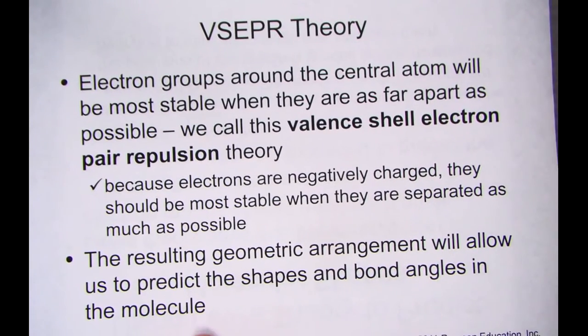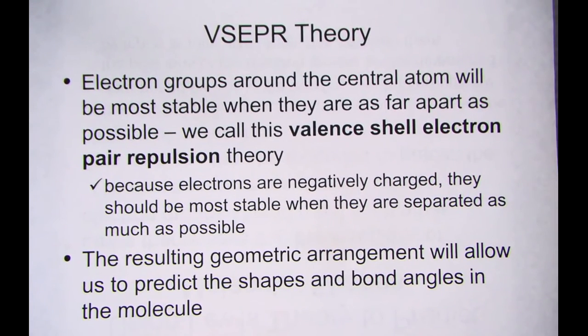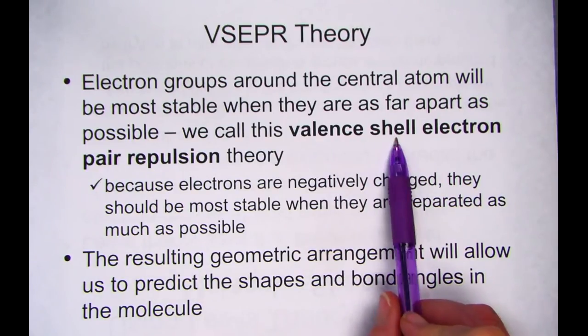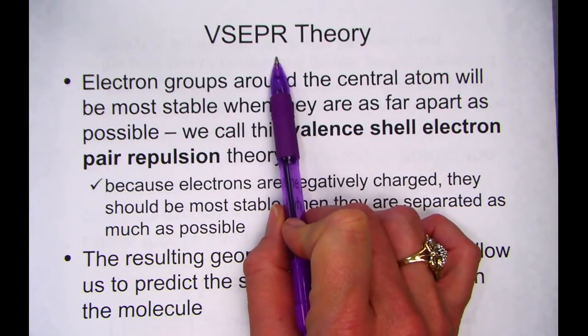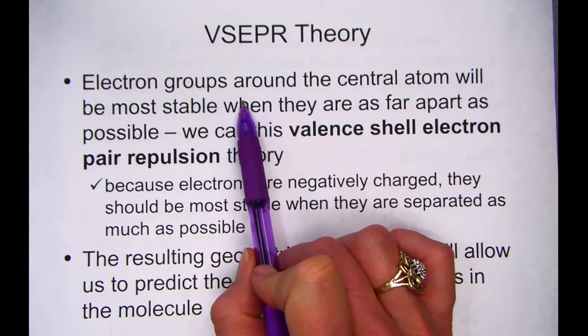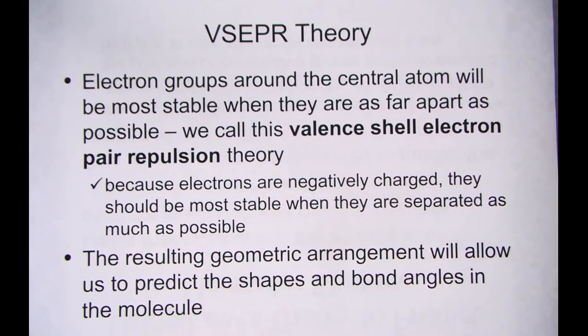This theory is called the VSEPR theory. V-S-E-P-R stands for the valence shell electron pair repulsion theory, commonly referred to as VSEPR. It describes how the electron groups place themselves around the central atom to create the most stable geometric shape. And by stable, we're trying to minimize the repulsion of any unbonded pairs of electrons, making sure that the atoms themselves have the greatest amount of room.